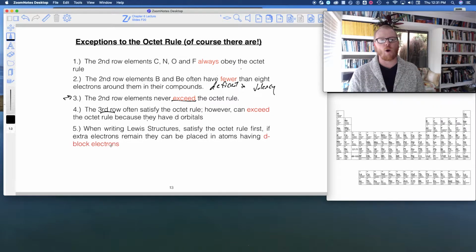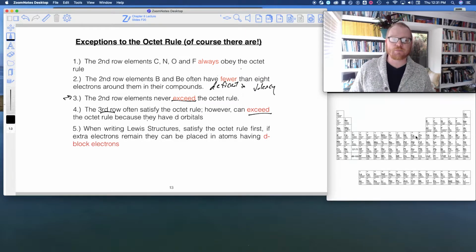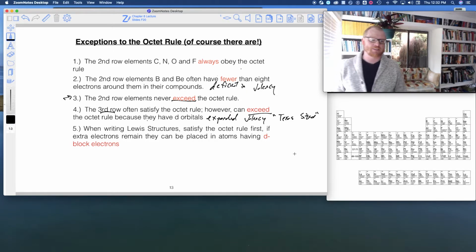However, the third row elements, starting with sodium, magnesium, aluminum, silicon, etc., and below, often satisfy the octet rule. However, they can exceed the octet rule because with that level 3, 3D is possible. So they can spill into the D orbitals. And because they can spill into the D orbitals, they can exceed the octet rule. So we call this an expanded valency. And in the other lecture, I call that Texas-sized valency because everything is big in Texas.